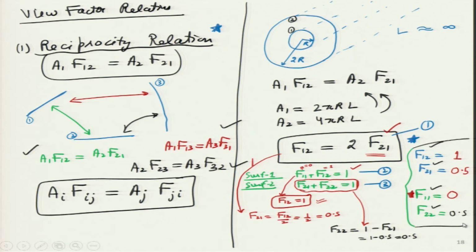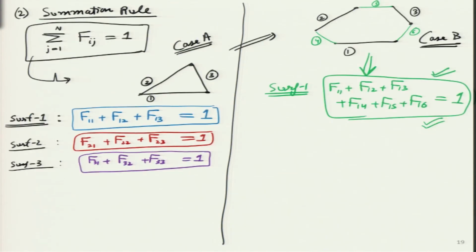So, in order to solve this particular problem where I am putting the black star, I have just used 2 relations. One is the reciprocity relation and the other one is the summation rule. So, these are 2 very powerful rules which help us understand that even for complex geometry we can somehow simplify it in many cases. So, let us try and learn more of these useful rules.